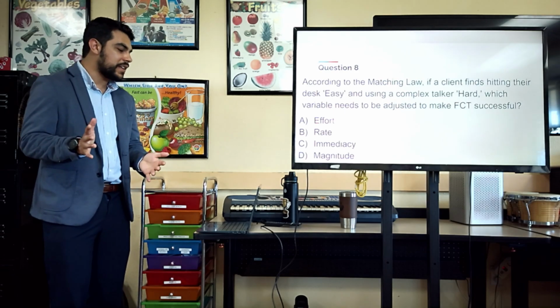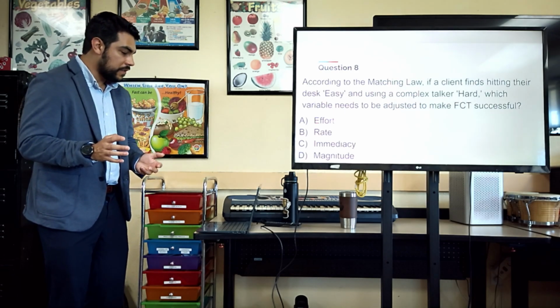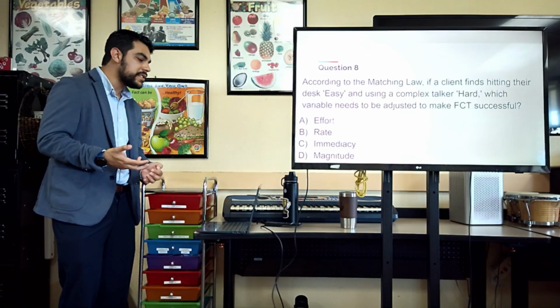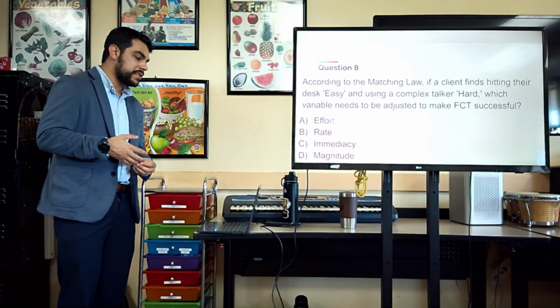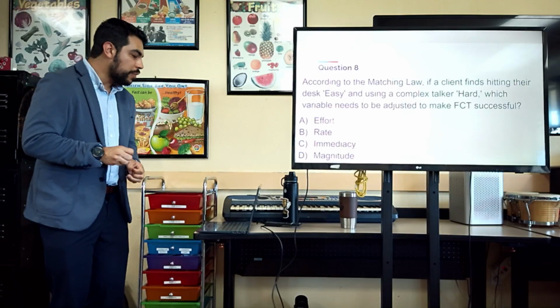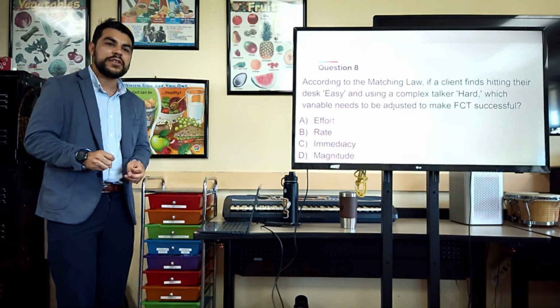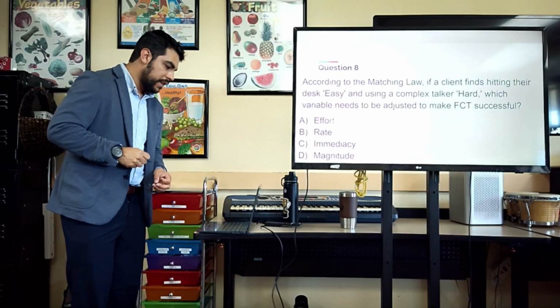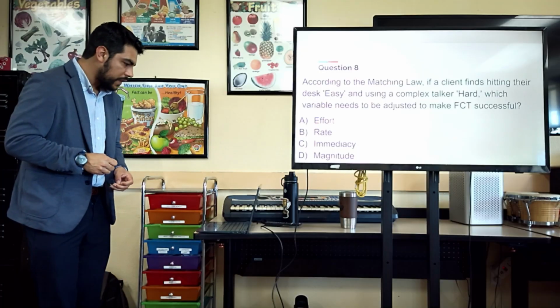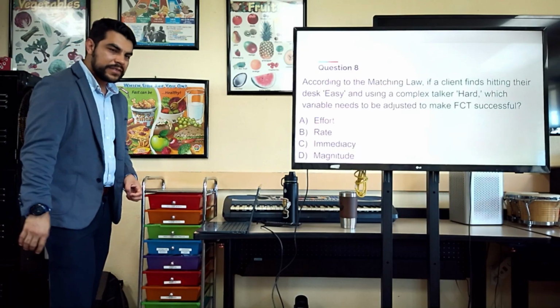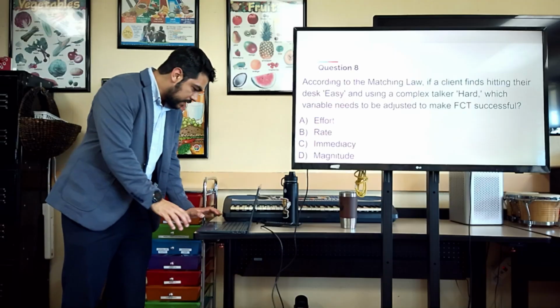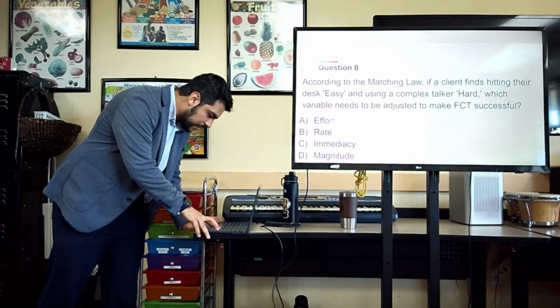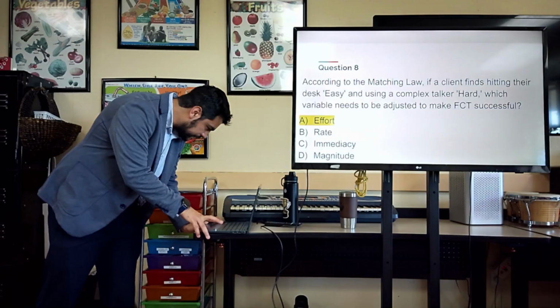Back to our friend, the matching law. According to the matching law, if a client finds hitting their desk easier and using a complex talker hard, which variable needs to be adjusted in order to make this FCT procedure successful? Okay, I'm hearing effort. Let's see. Seems like everybody's agreeing with A.